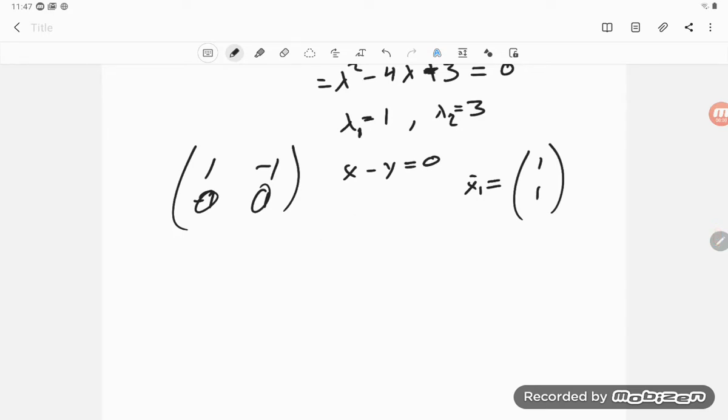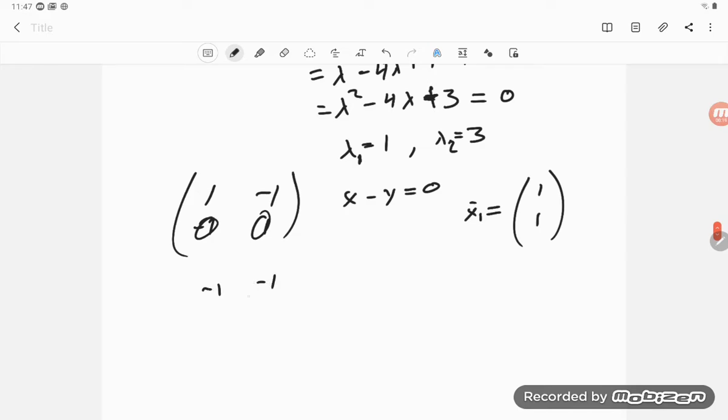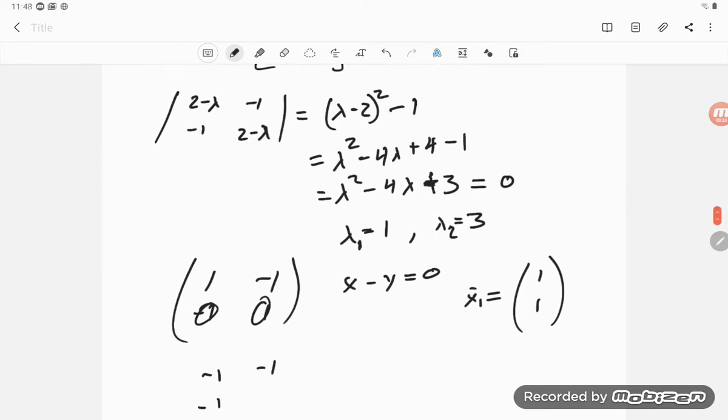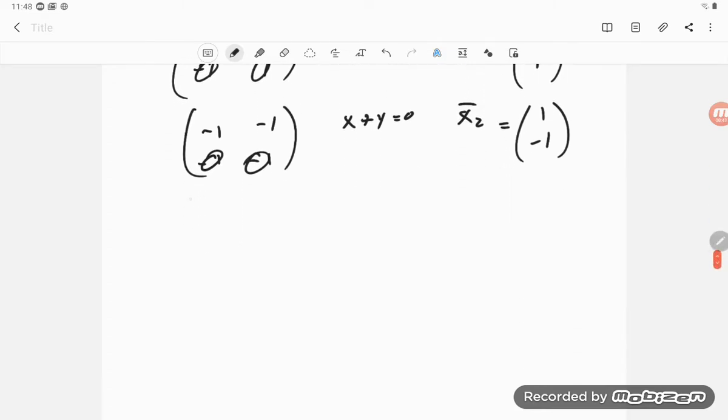And then let's try it with lambda 2. So again, we'll get -1, -1, and -1, and -1. And again, pretty simple to see. I'll get 0, and so we'll get x plus y equals 0, and for our x_2, I have, say, (1, -1). So there are my eigenvectors, which means I can make my P matrix here 1, 1, 1, -1.